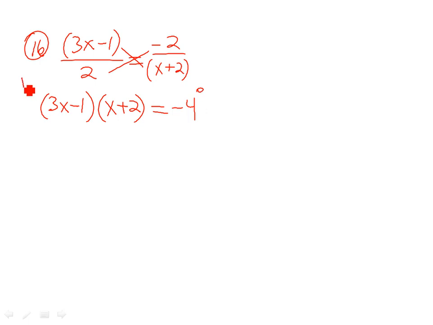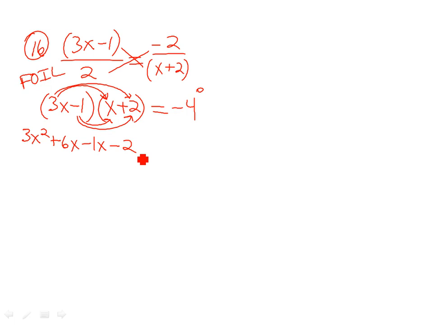All right? And the way we do that, first thing we do, FOIL. First terms, 3x times x gives you what? 3x squared. Outer terms, 3x times 2 gives you what? Does everybody remember FOIL? 6x. Inner terms, negative 1 times x gives you what? And then last terms, negative 1 times 2 gives you what?